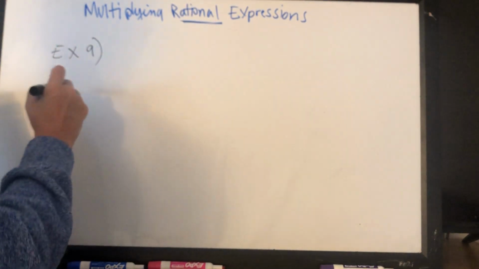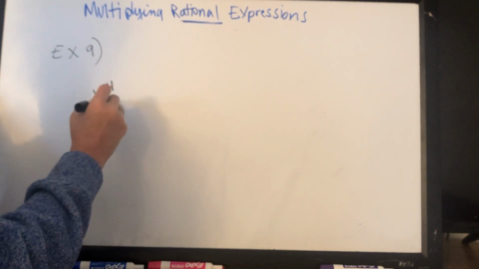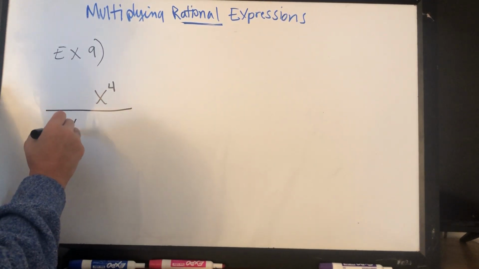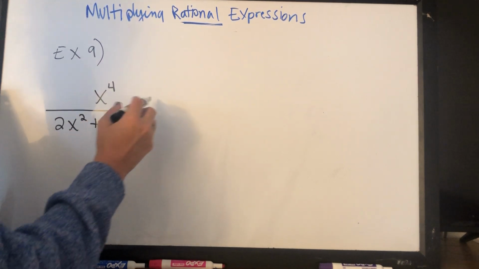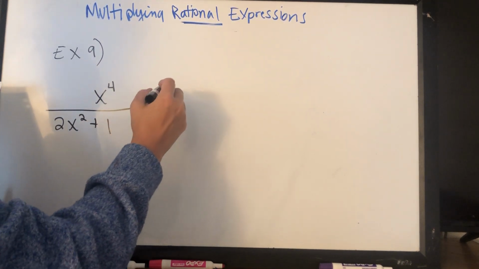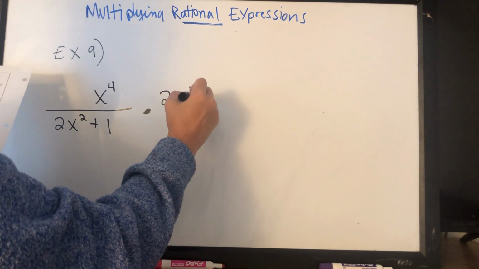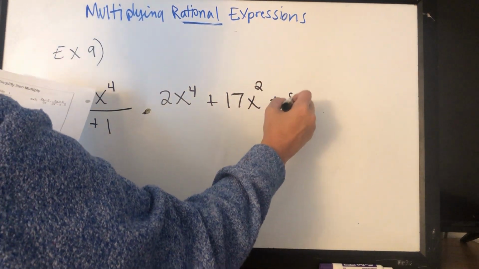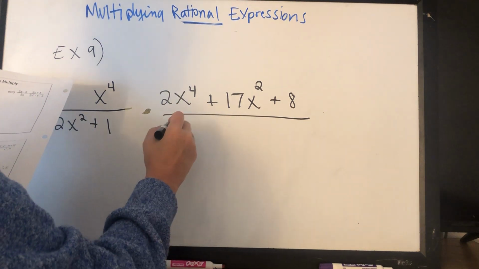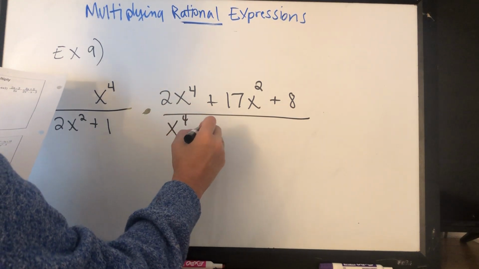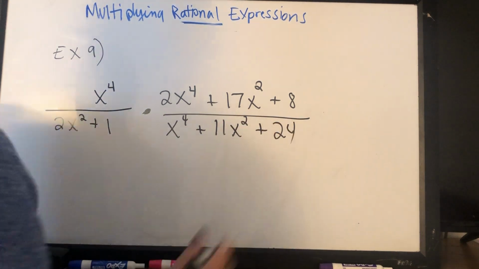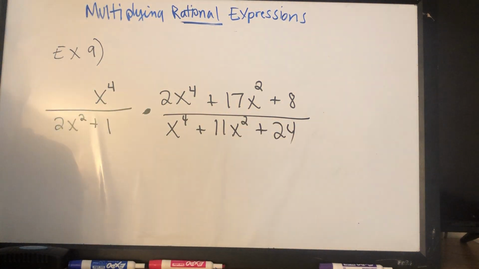Okay, here it goes. X to the 4th over 2x squared plus 1 times 2x to the 4th plus 17x squared plus 8 over x to the 4th plus 11x squared plus 24. Woo. All right, take a second and copy that down.